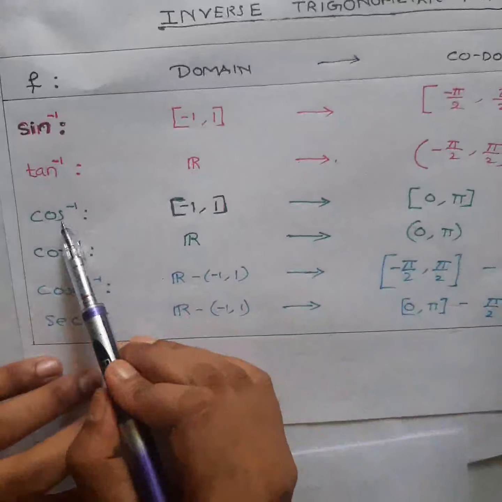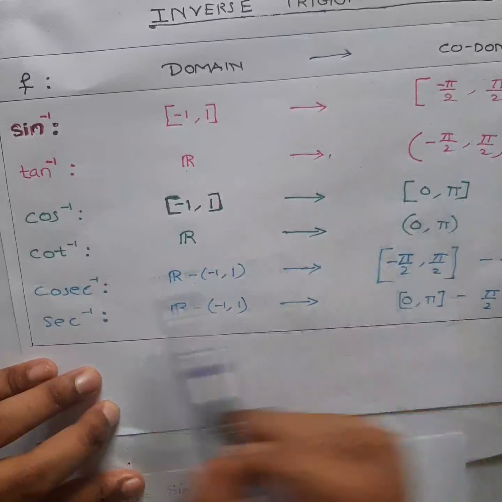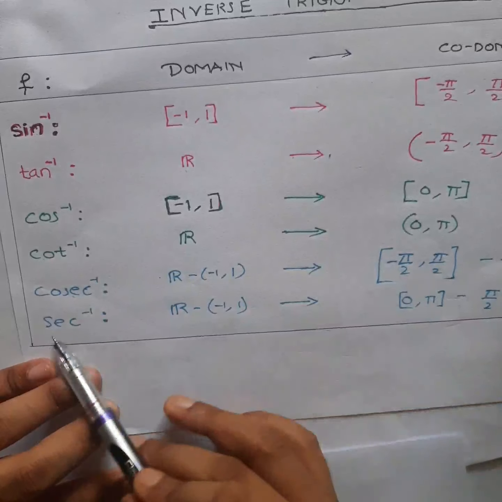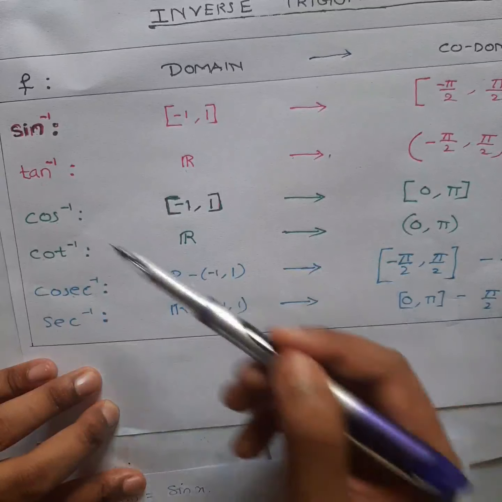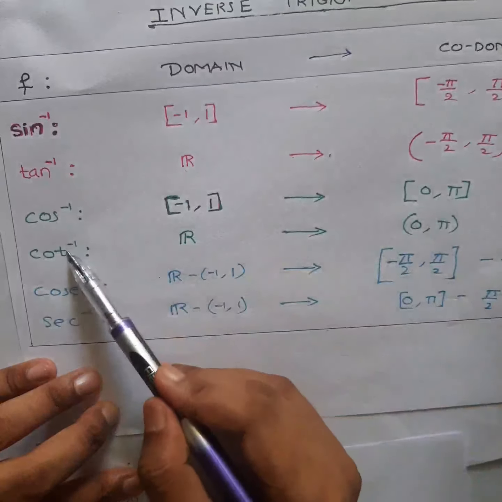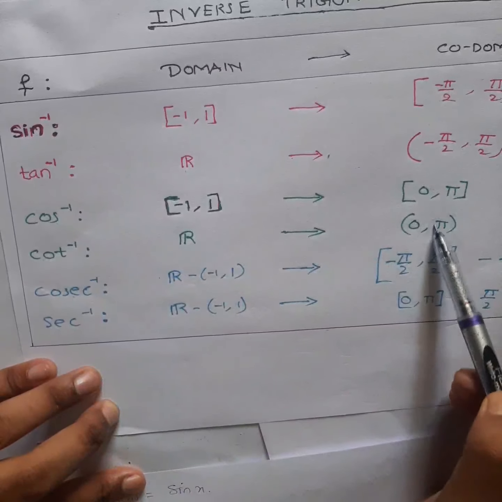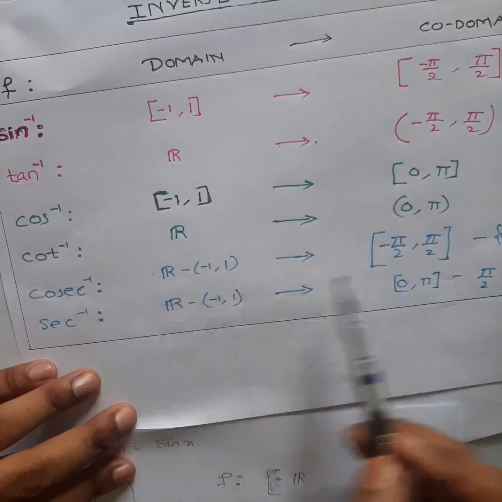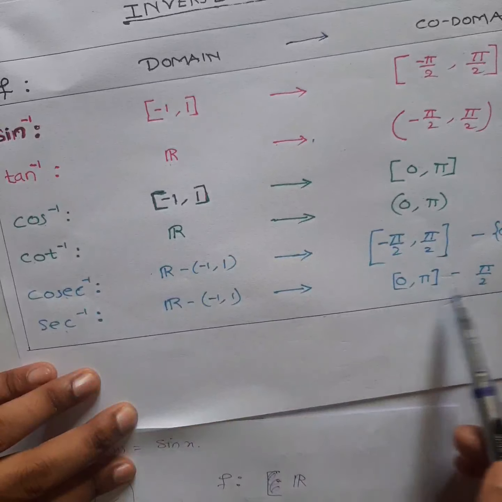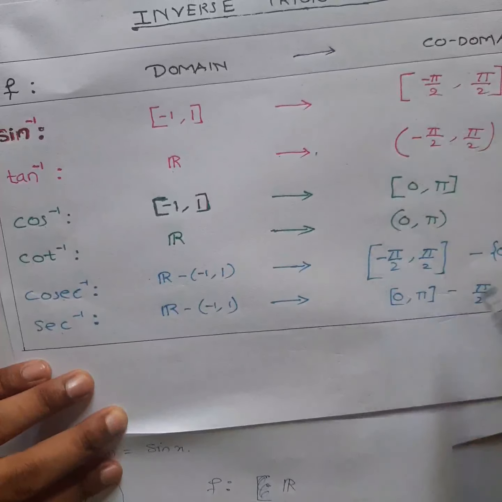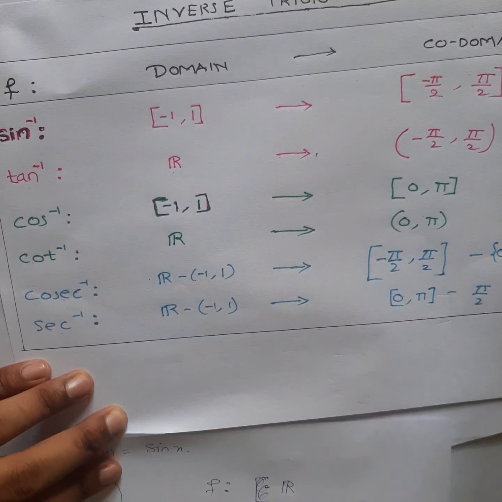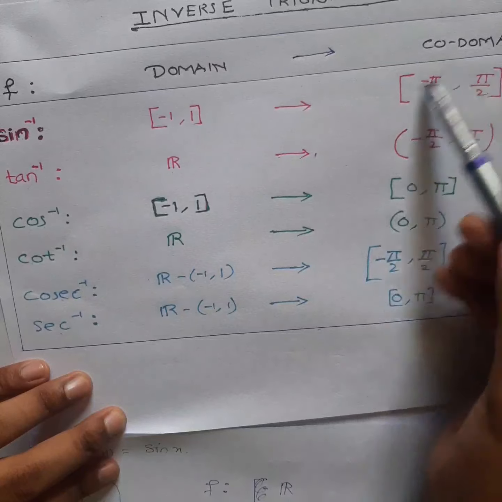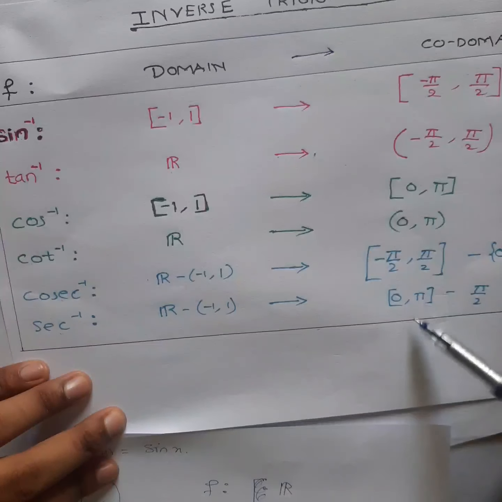Same way, cos inverse range is this one, cot inverse range is this, cosec inverse range is this, sec inverse range is this. I have written them in terms of family. You can see cos inverse and cot inverse have the same kind of range, so it will be easy for you to remember. Cosec inverse this, sec inverse this. These things I have already explained with the help of graph. If you haven't watched that one, watch that first and try to understand why this kind of range, and you have to remember all this.